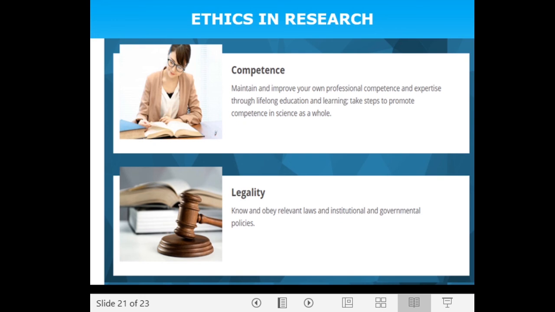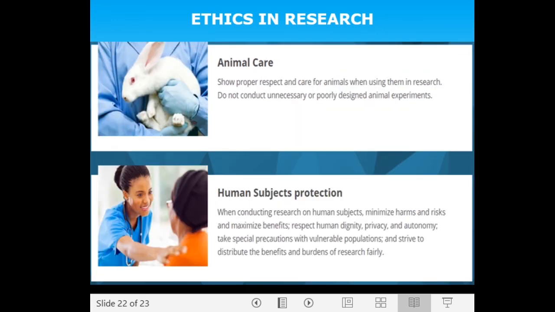Yes, there are certain laws. Once you have written your article and published it, you are not the full owner of it. You are transferring the copyright to the journal owner. So if you want to cite it or reproduce it, you have to ask permission. Just because you have written your own paper doesn't mean you are the owner. So follow the legal laws pertaining to research, animal care, and human subject protection. As I told earlier, you have to show proper respect and care for animals when using them.